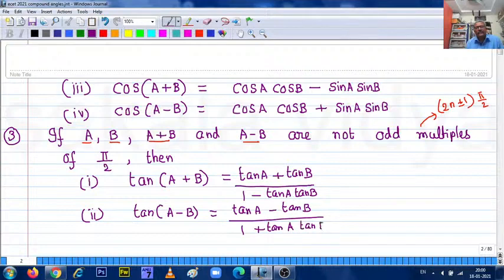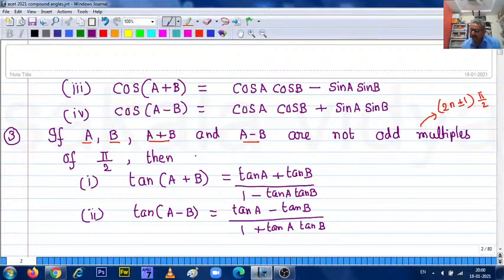Sometimes a concept-based question may be asked in the examination. To define tan of A plus B equals tan A plus tan B by 1 minus tan A tan B, the following condition must be satisfied: A, B and A plus B are not odd multiples of pi by 2, that is, they should not be in the form of 2n plus 1 into pi by 2 or 2n minus 1 into pi by 2. So that we need to write. This is very important.